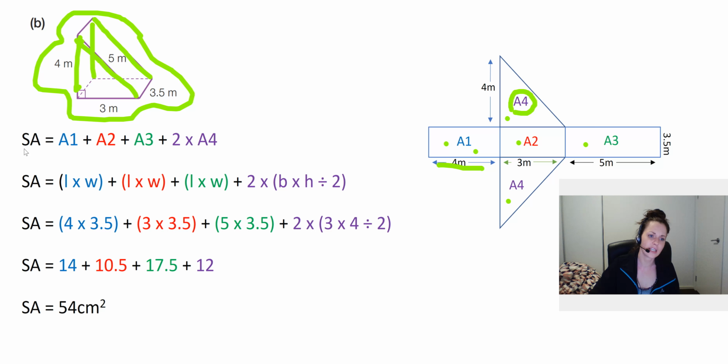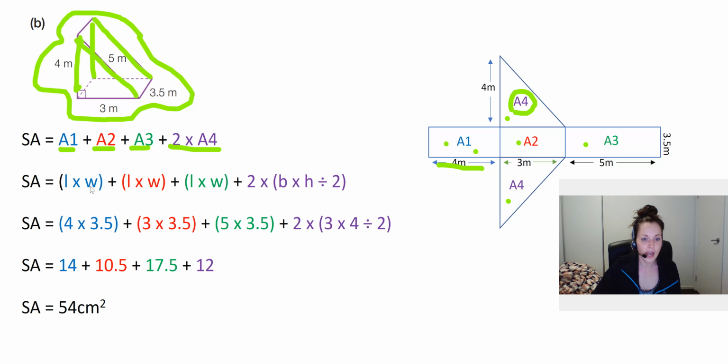So what I have done here is my formula. Surface area equals the area of rectangle 1 plus the area of rectangle 2 plus the area of rectangle 3, plus 2 times the area of rectangle 4. So I've said I need that one twice, because obviously there are 2 of them.